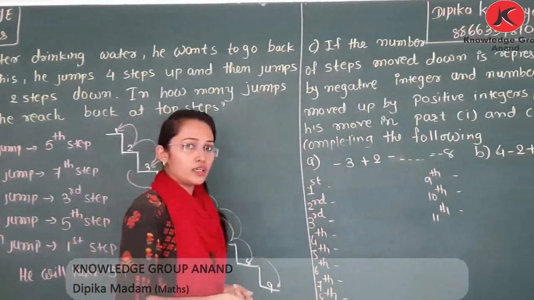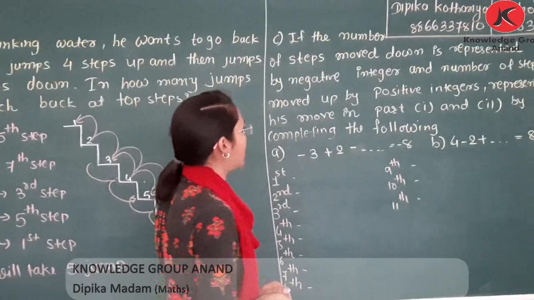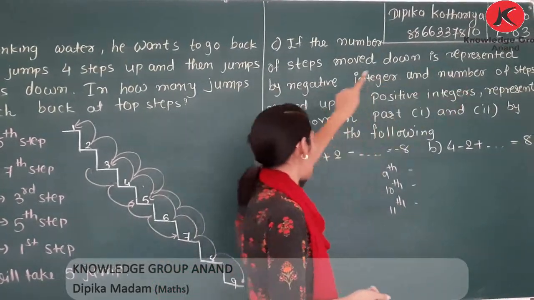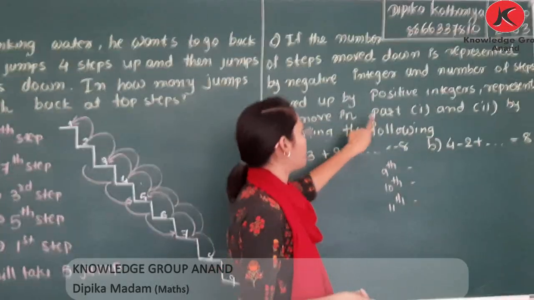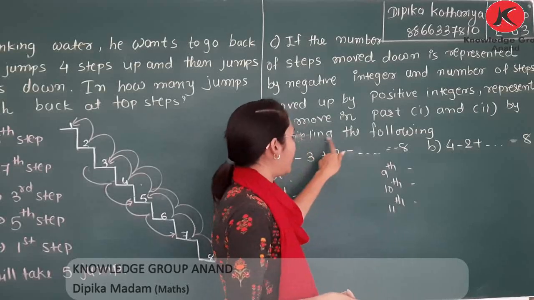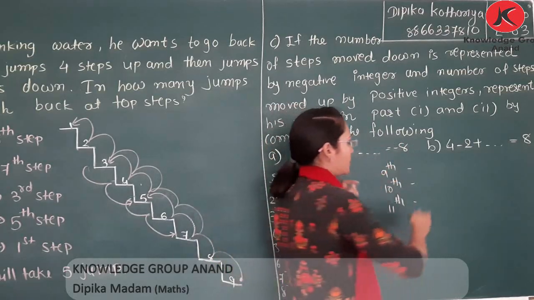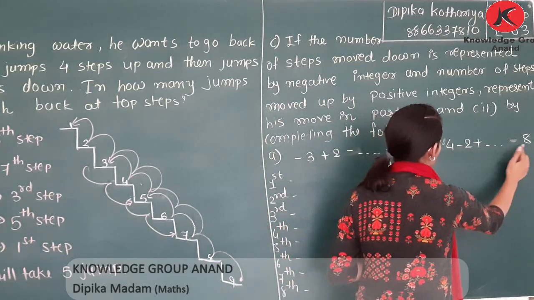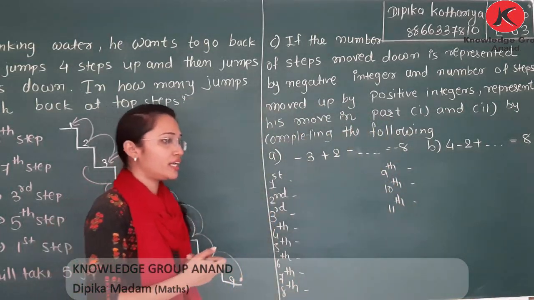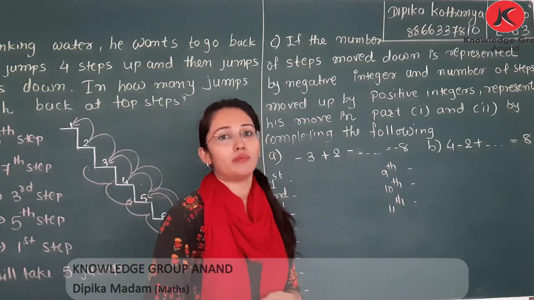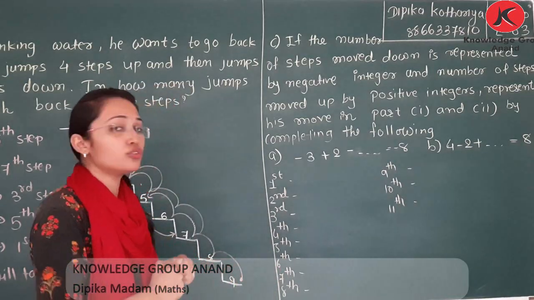Now, C part of this example, if the number of steps moved down is represented by negative integer and number of steps moved up by positive integer, represent his move in part 1 and 2 by completing the following series, that is -3 plus 2. Our answer is -8 and 4 minus 2 plus dash dash dash, that is +8. Now what you have to do here, you have to represent down step represented by -3 and up jump represented by +2 in first step.